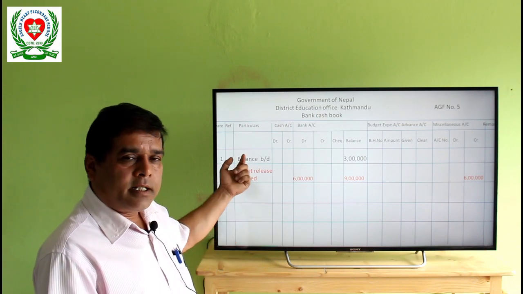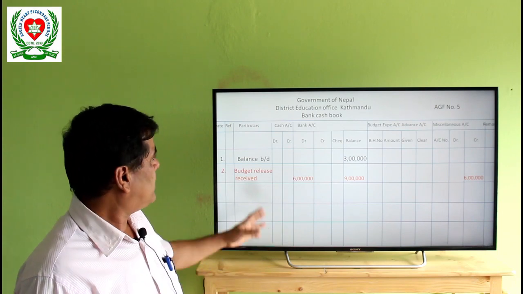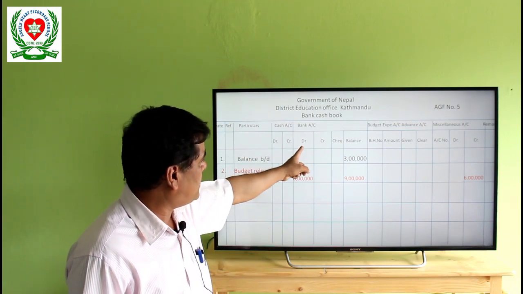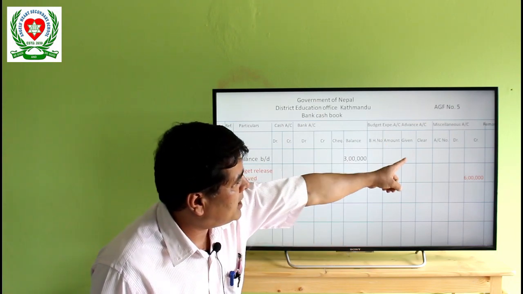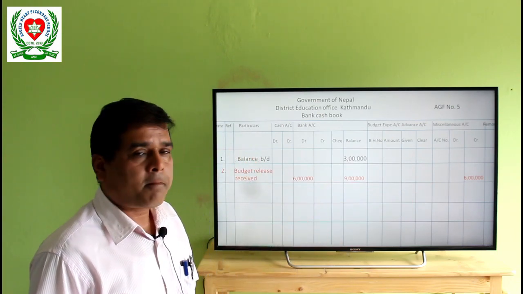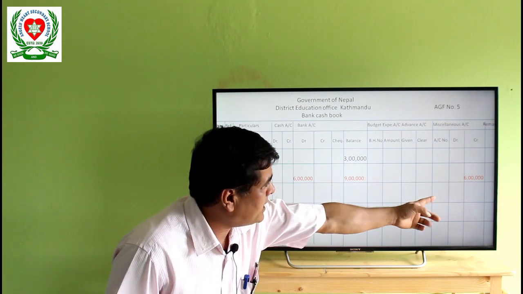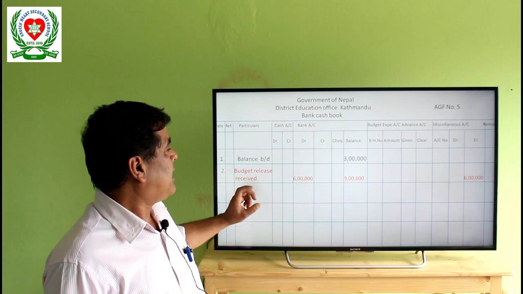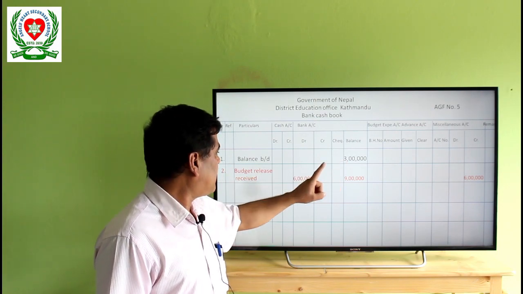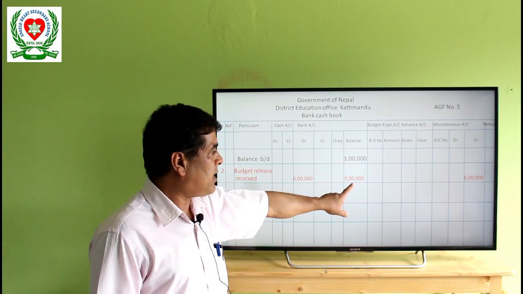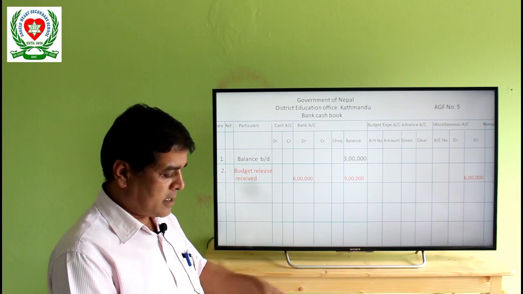There was debit NR Bank, credit budget release. Debit we wrote in the debit column of NR Bank, we wrote 6 lakh, and credit in miscellaneous credit side. In this way, debit NR Bank, credit budget release, and at last we have to balance this: 3 lakh plus 6 lakh, 9 lakh. It is the bank balance till this date.